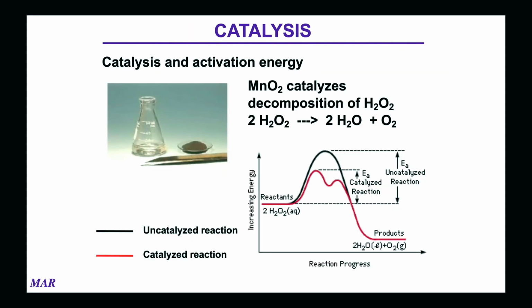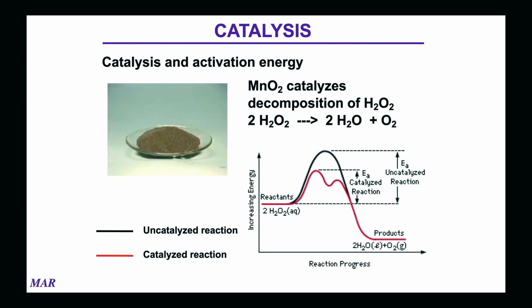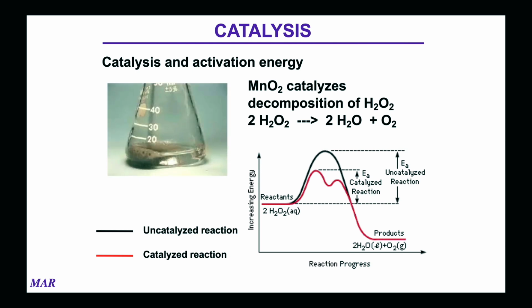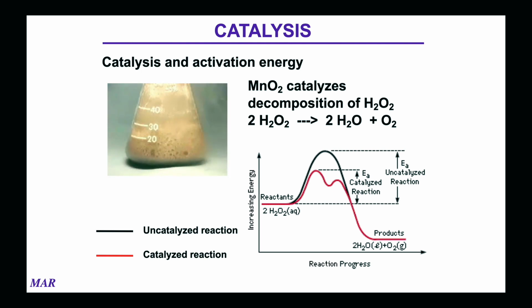Hydrogen peroxide in water decomposes slowly at room temperature. In the presence of manganese dioxide, however, the decomposition occurs much more rapidly. The reaction produces oxygen and water. The manganese dioxide is not consumed or otherwise altered by the reaction. It serves only as a catalyst and makes the reaction occur more rapidly.